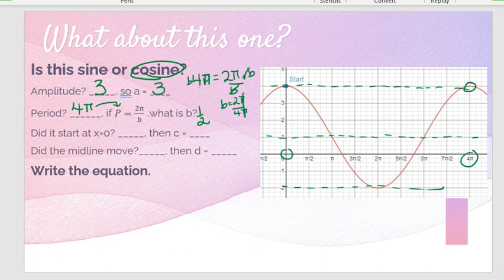Okay? Did it start at x equals 0? Yep. So C is 0. Did the midline move? Yes, it moved up to 1, and that's where D is. So write your equation.